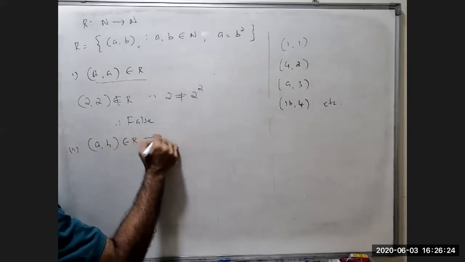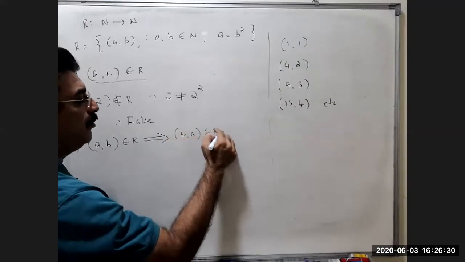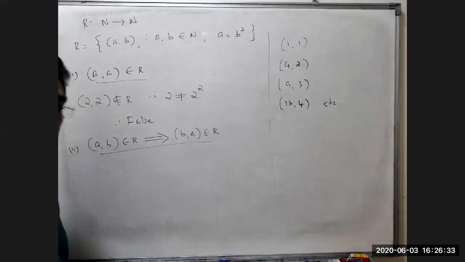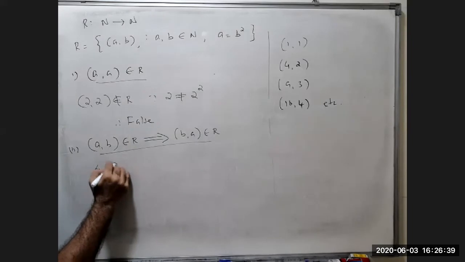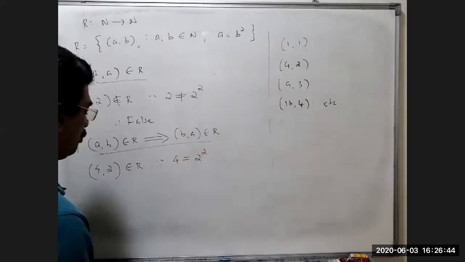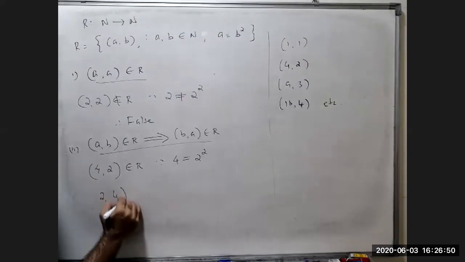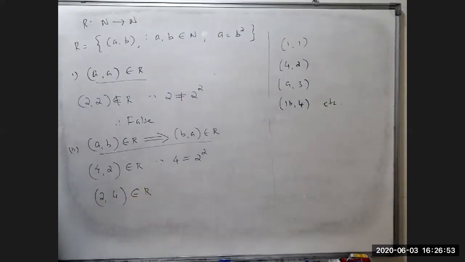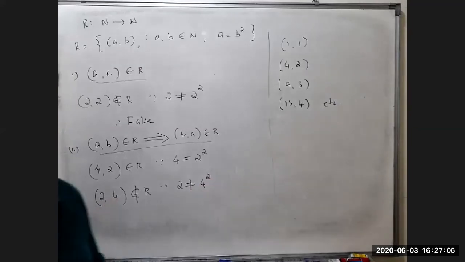AB belongs to R implies BA belongs to R. Is it true? So take a related pair. (4, 2) belongs to R, since 4 is equal to 2 squared. Now reverse it, that means (2, 4). Does it belong to R? (2, 4) does not belong to R. Why? Since the first number 2 is not equal to the square of the second number.